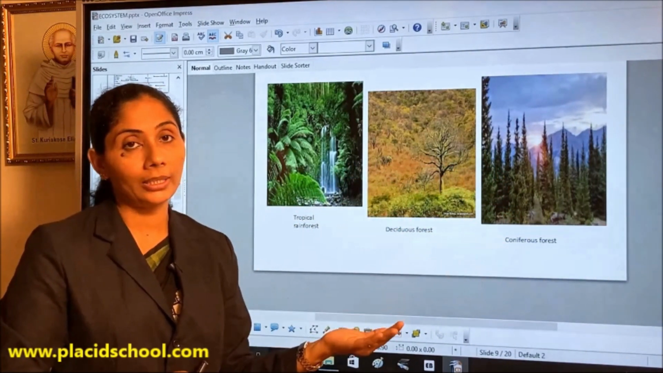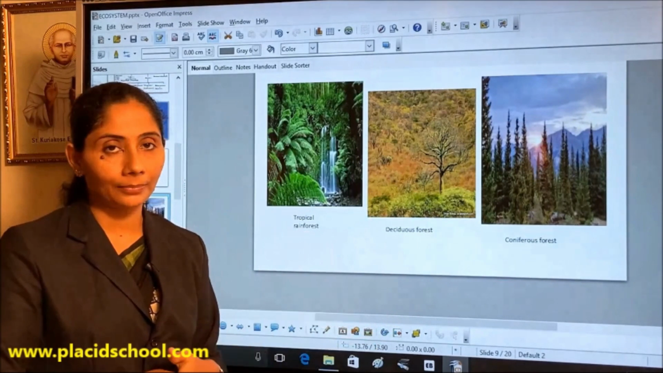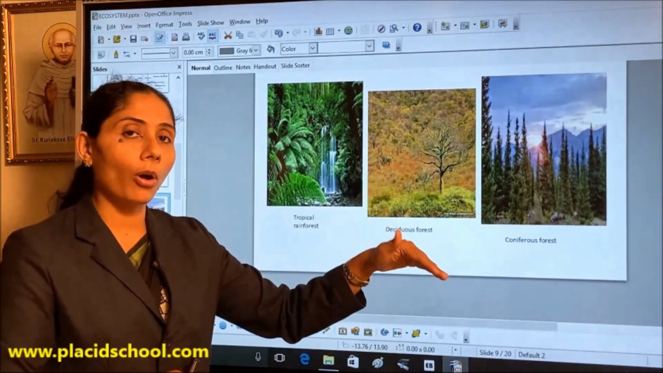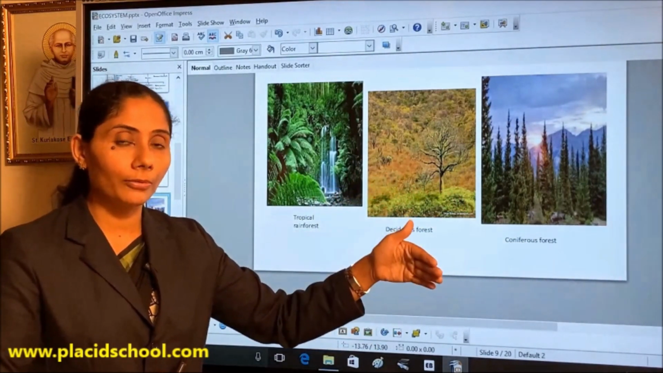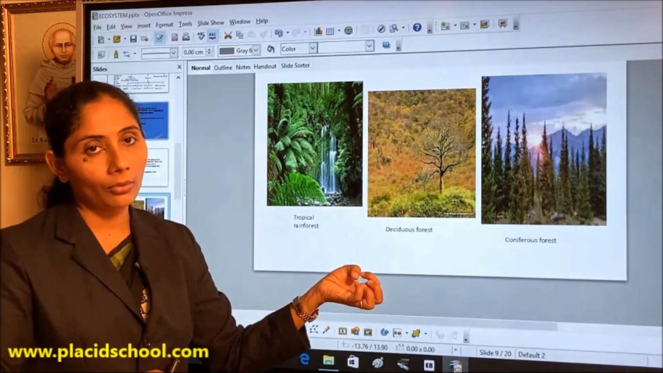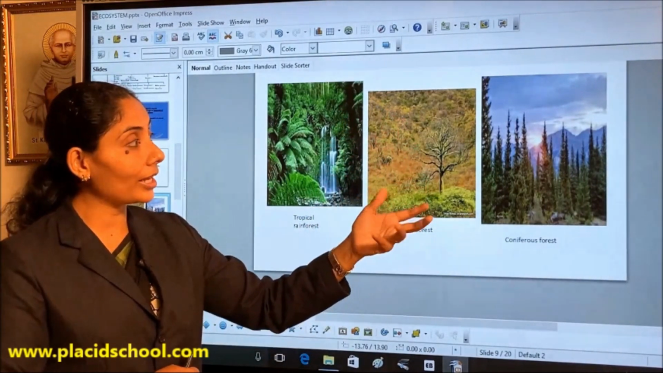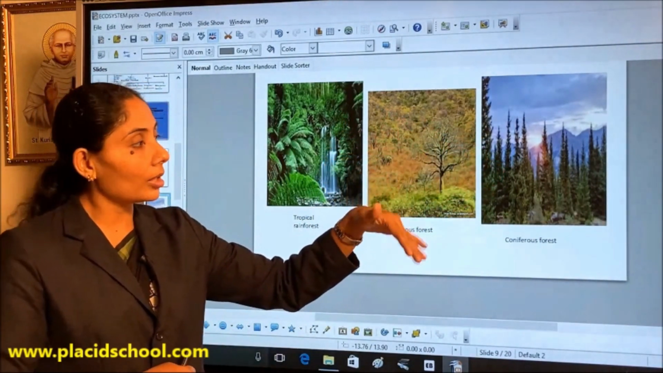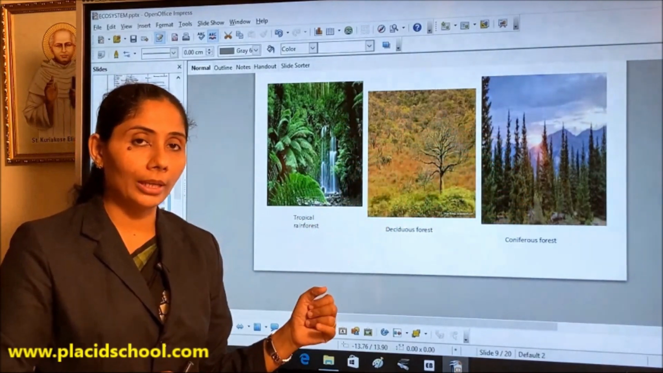In coniferous forest, the temperature is very low. The precipitation is not in the form of rainfall, but in the form of snow. So in order for the snow to slide down, what kind of trees do they have? They have trees which are cone-like. They will be having more of gymnosperms over there.